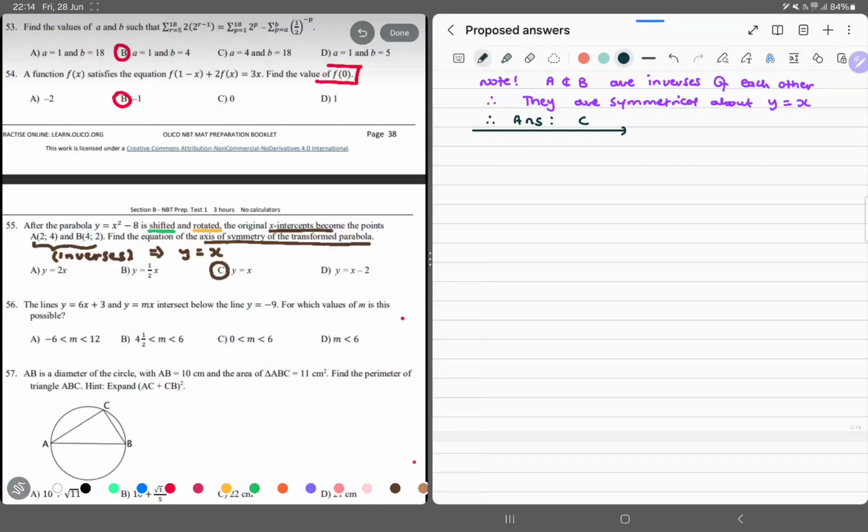Okay, let's move on. Now we've got question 56 here. Question 56, we are given a line y equals 6x plus 3 and a line y equals mx. Okay, so this is the line that passes through the origin. We are told that they intersect below the line y equals minus 9. Now we need to find the values of m for which this is possible.